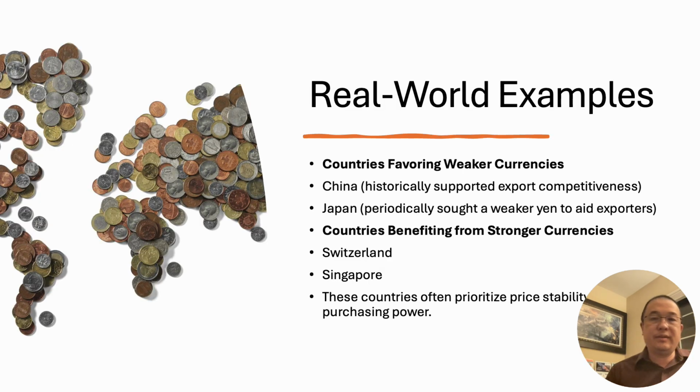So let's examine several examples. Historically, countries such as China and Japan have often preferred relatively weaker currencies to support exports. On the other hand, Switzerland and Singapore often prioritize price stability and purchasing power, making stronger currencies more acceptable. These examples show that exchange rate policy depends on national priorities.